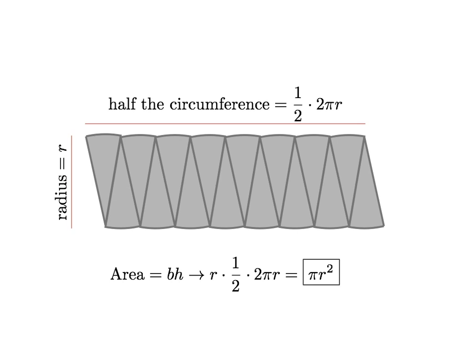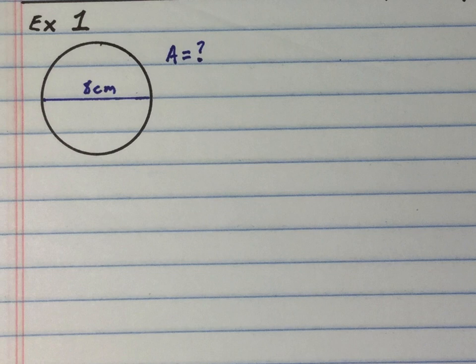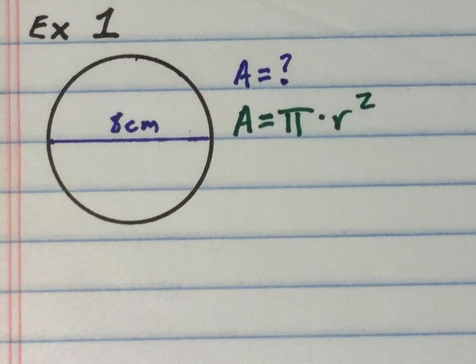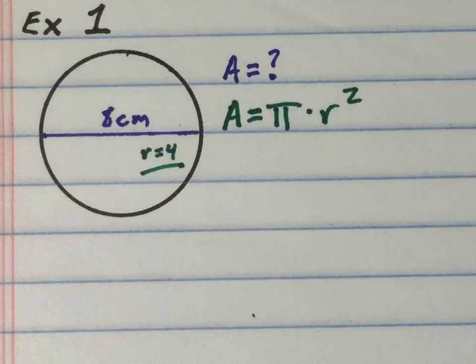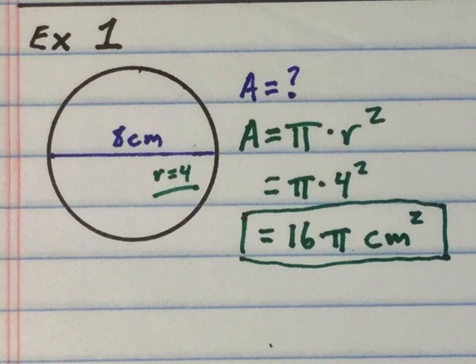So, a few examples with circles. Let's say in this example that we know the diameter and we want to find the area. Remember, the area formula is pi r squared, and so the radius is 4. We know that the area, the exact area, you can say is 16 pi. Now that would be the exact area. If you wanted an approximate area, you could type in 16 times pi into your calculator.